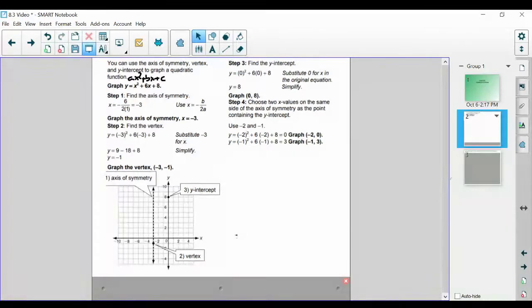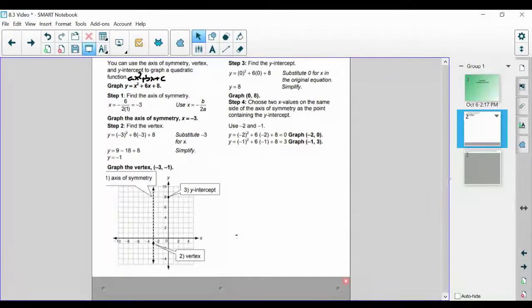0 is already used, so we can't use 0. But we can definitely use negative 2 and negative 1. So we're going to substitute in the x value of negative 2 and find our y, which happens to be 0. So we can then graph negative 2, 0. Then we're going to substitute in negative 1. And you can, again, choose any points that you want, but we're just going to choose negative 2 and negative 1. And we find that the corresponding y value is 3. So we can graph negative 1, 3.